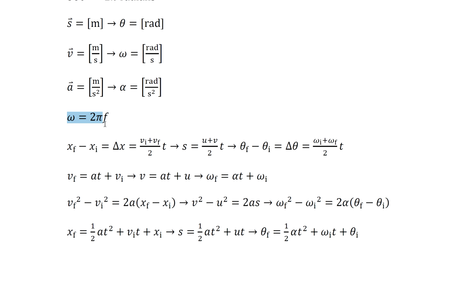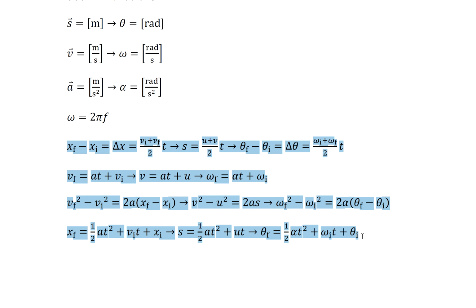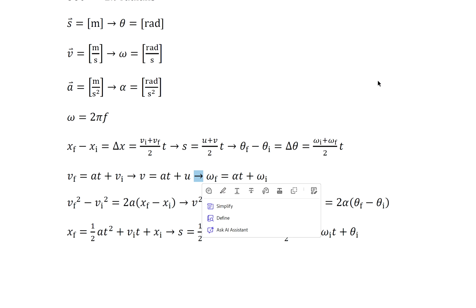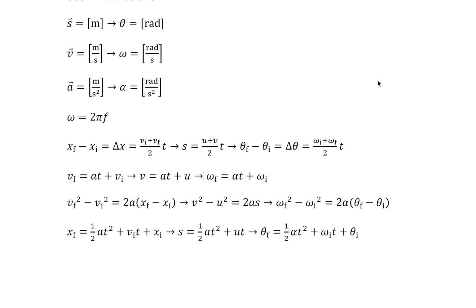Omega equals 2 pi f, where omega is angular speed, and f is frequency, the number of revolutions per unit time. Now these four equations have translated linear equations to circular equations. So you can see there is an arrow here. On the left-hand side are linear equations, on the right-hand side are circular motion equations, or angular motion equations. Angular and circular both pretty much mean the same thing.